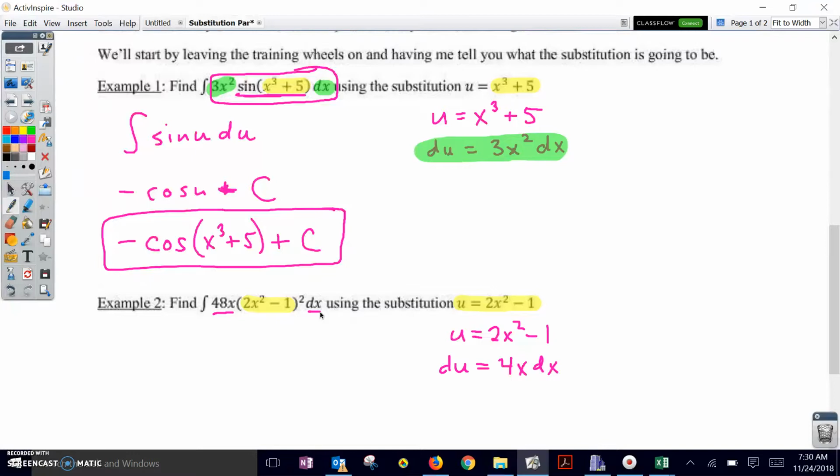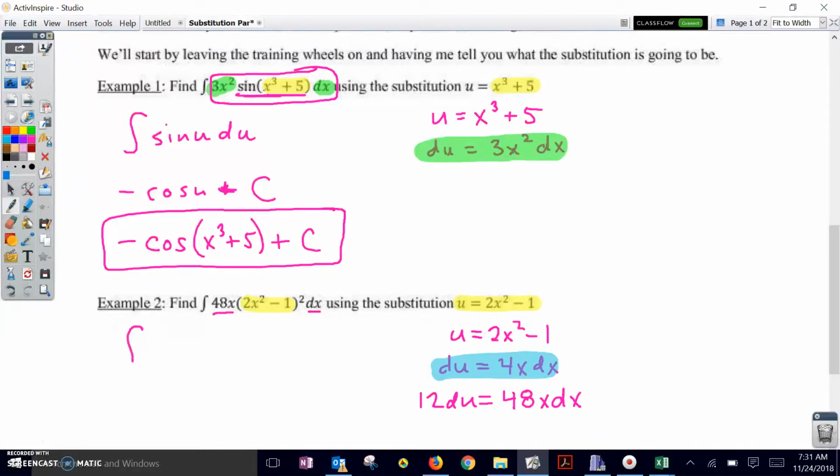In the first example, it was exactly what our du was, so it was an easy replacement. Here, a little bit more difficult. What we need to figure out is what's equal to 48x dx. And we're going to use what we already have down here, that du is equal to 4x dx. Well, in order to turn this 4x dx into a 48x dx, which is what I need to replace, I'm just going to multiply both sides of this equation by 12. And so I'm going to replace the 48x dx with a 12 du.